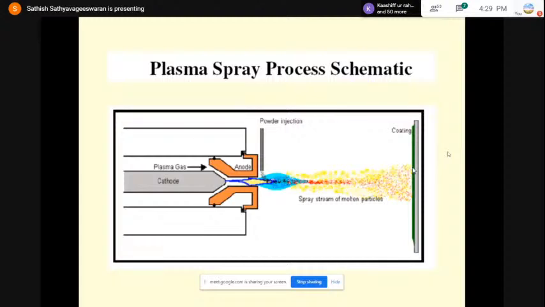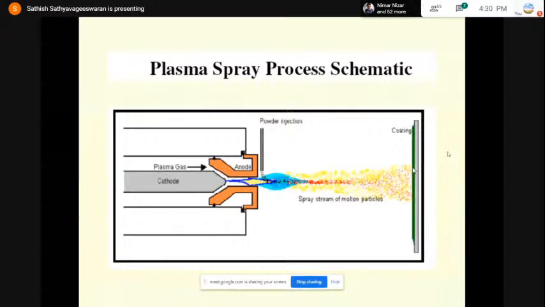So the next one is the vacuum plasma spraying. That is referred to as VPS. This vacuum plasma spraying is exactly similar to the plasma spraying technique. So I will show the plasma spraying technique once again. If you look at the plasma spraying technique, I already explained it.